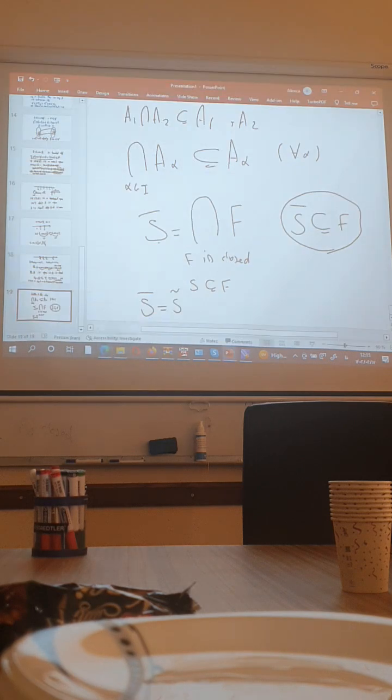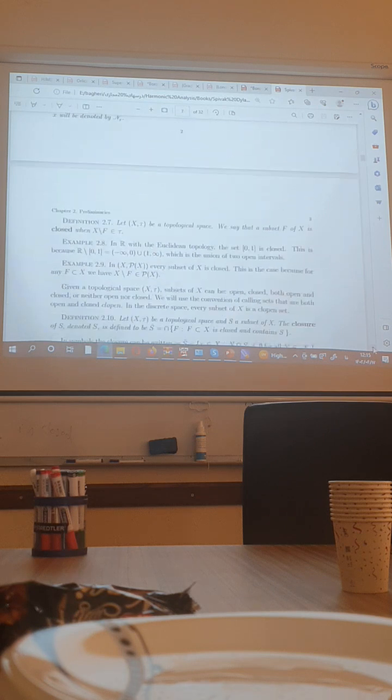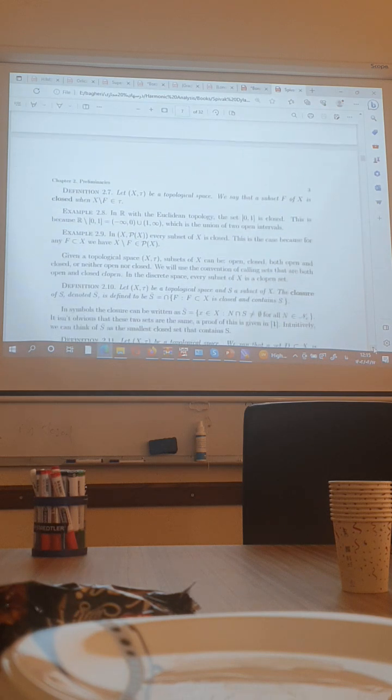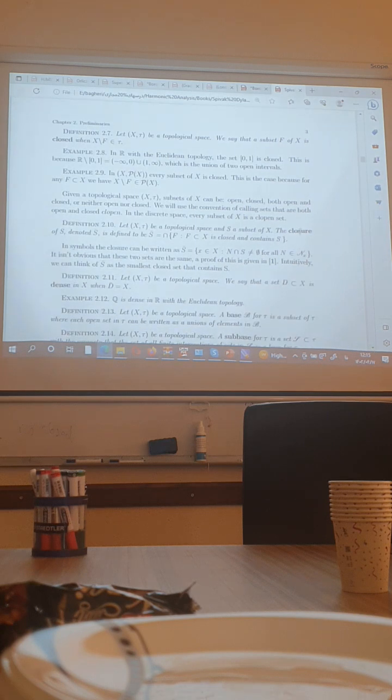And also, in this book we have the definition of dense subset. What is the dense subset? This is the definition of closure, okay? Closure, I denoted this by S tilde and proved that S tilde equals S bar.